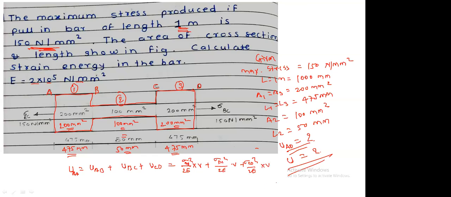But volume we can calculate. Volume is equal to area into length. The area of each section is given, the length of each section is given, so V1, V2, V3 we can easily calculate. But to calculate the sigma, they have not represented the force value in the figure or in the statement. How much force is applied on the total bar, that value they have not given, but they have given one maximum stress value, and it is equal to 150 Newton per mm square.